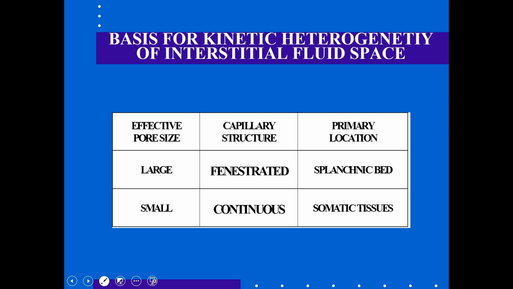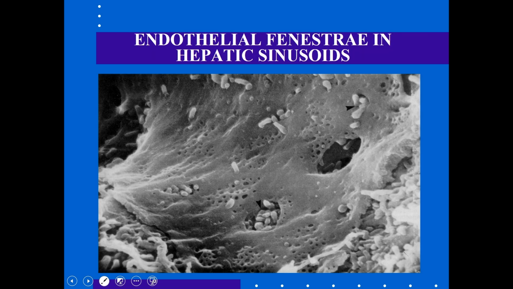The splanchnic bed has very large holes in it, and so solutes can pass into the splanchnic tissues much more rapidly than in the somatic compartment, where we have continuous capillaries. And here's a scanning electron micrograph of hepatic sinusoids. These are called fenestrae. I'm a sailor, so they look more like portholes to me, but they're big holes. And you can get big molecules going through these holes very rapidly.